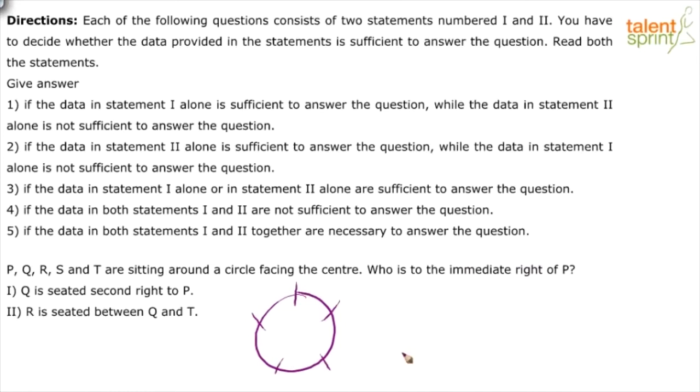These are the 5 persons, right? Sitting around a circle table facing the center. Let's go according to statement 1. Q is seated second to the right of P. Let us assume this is P's position. Q is seated second to the right of P. First and second, Q comes here.